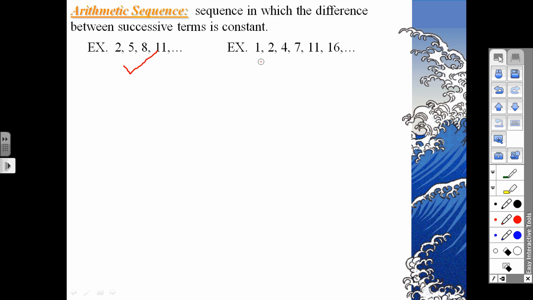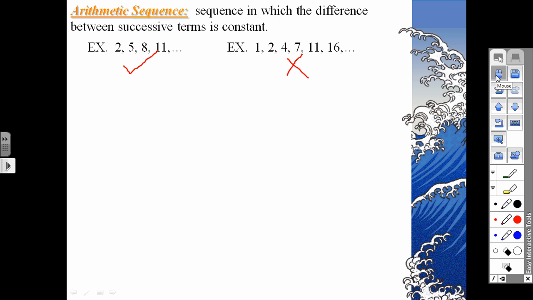So if we look over here, why is this one not arithmetic? Well, to get from 1 to 2, you're going to add 1. But then to get from 2 to 4, you're adding 2. And then from 4 to 7, you have to add 3. And then you have to add 4 and then add 5. You can imagine each time you're adding 1 extra onto it. So this one is not arithmetic.